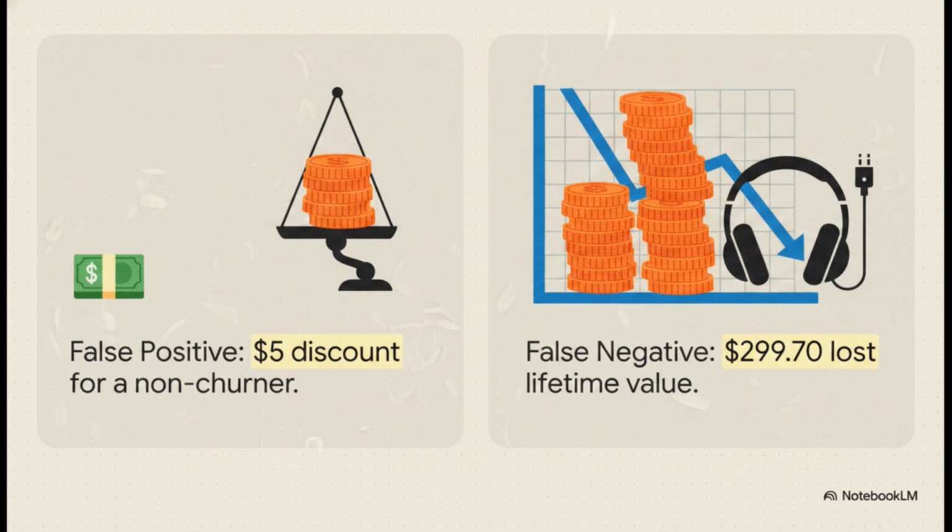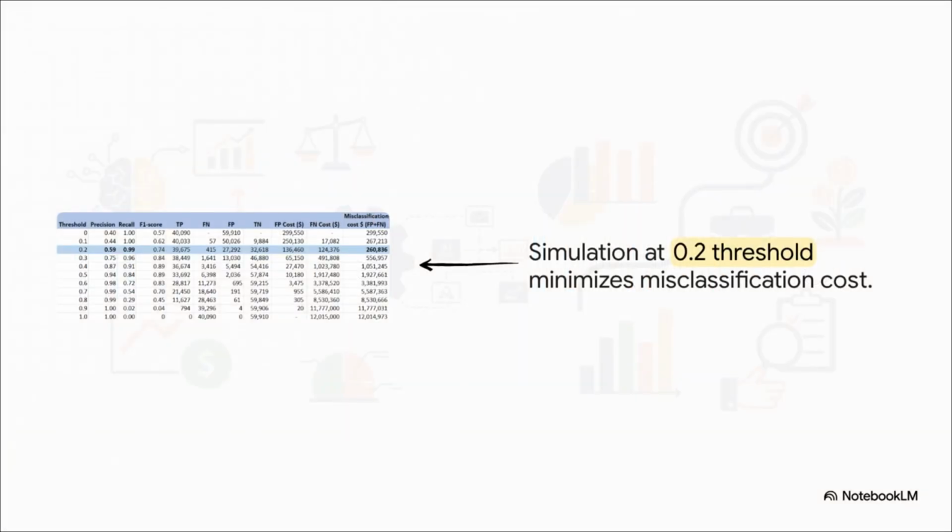Okay, so to define a specific recall goal, you run multiple simulations, kind of like a model prototype, adjusting a prediction threshold from 0 to 1. Now, looking at the simulation table across 11 different scenarios, the lowest misclassification cost is $260,836, and that happens at a threshold of 0.2. This lowest cost outcome allows you to derive a strict recall goal of 0.99.